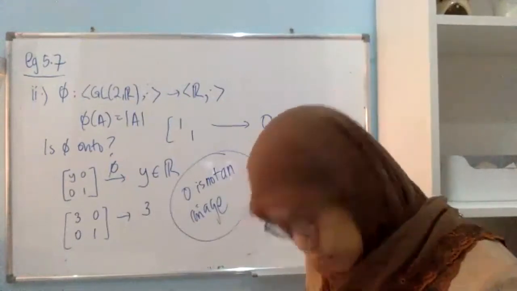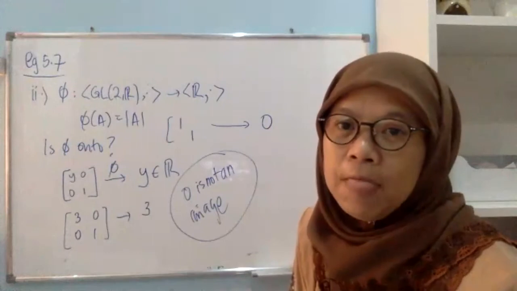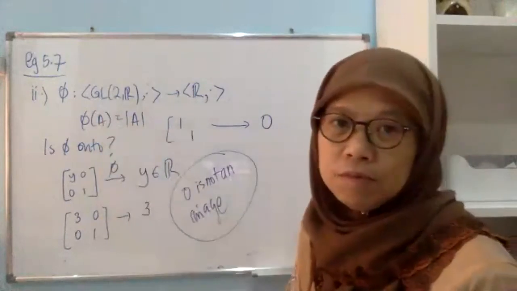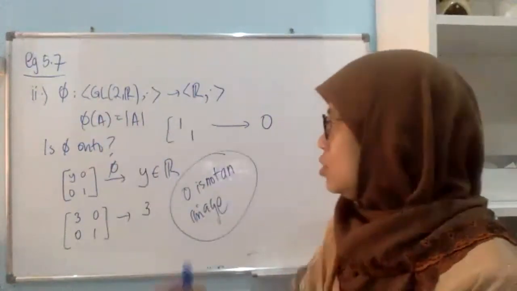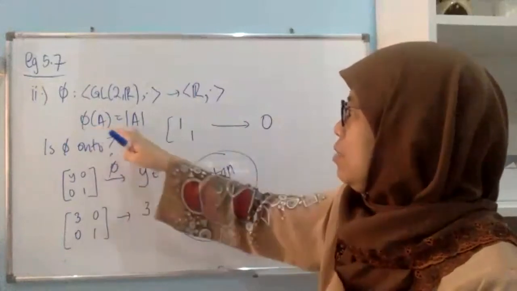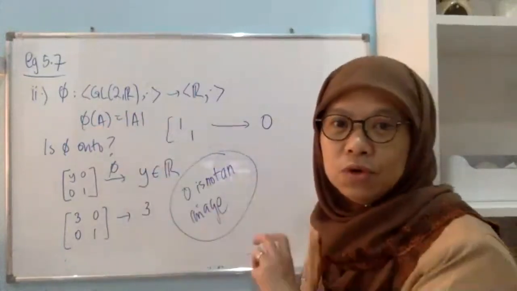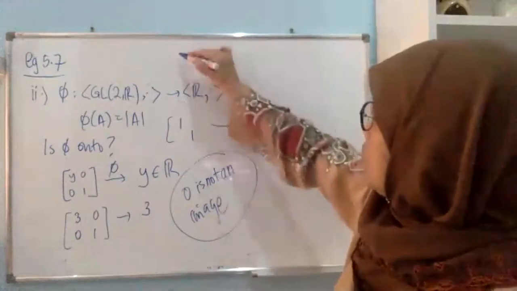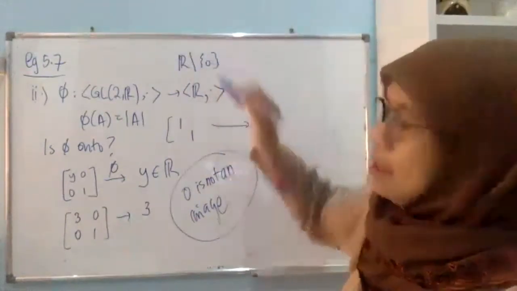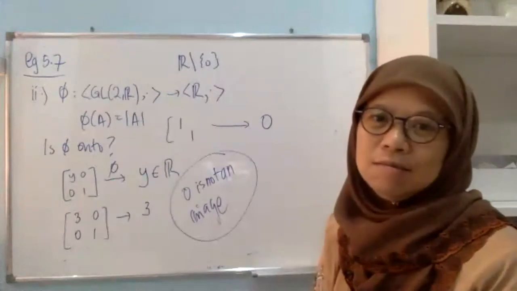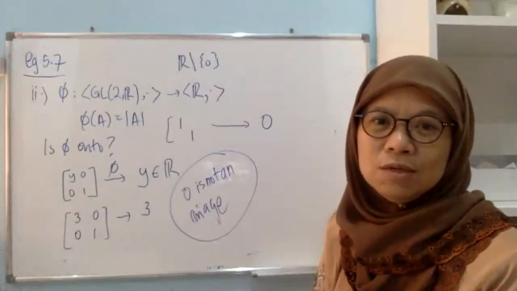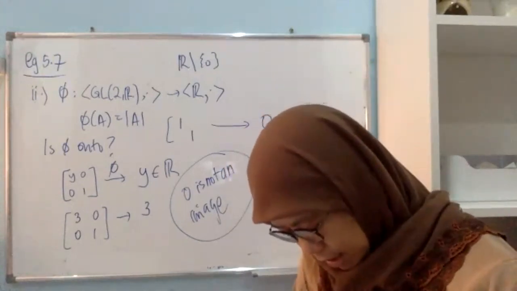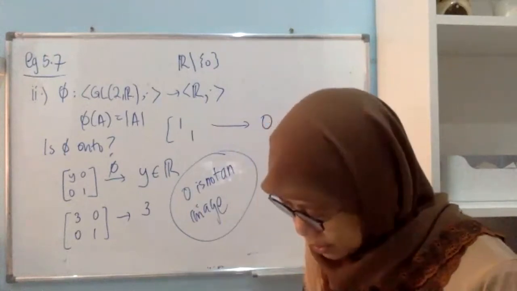So this one is not onto, but you have to think a little bit. Yes, you can find a matrix for any number y, but this is the general linear group. The determinant cannot be 0, so there is no way you will find a matrix in which the determinant is 0. So 0 is not an image, so it's not onto because of 0. But if I change the question, yes, it is onto. All right, I did number 3 just now.